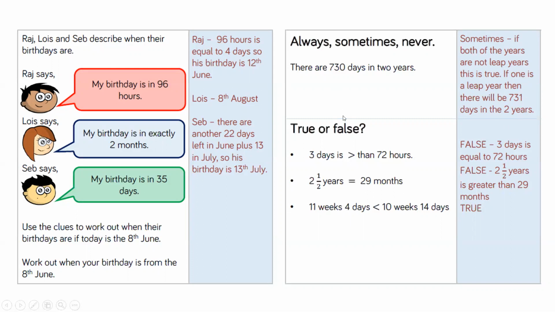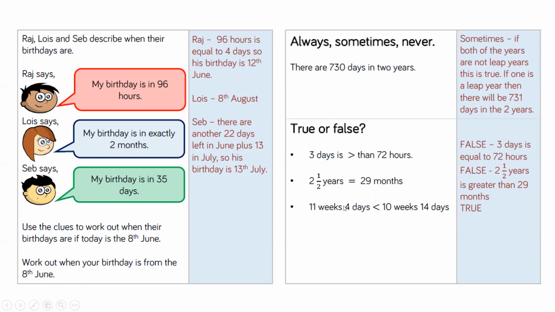Right, let's have a look if these are true or false. 3 days is greater than 72 hours. So I know there's 24 hours in a day. So 24, 48 hours in 2 days, add 24 is 72. So 3 days is actually equal to 72 hours.